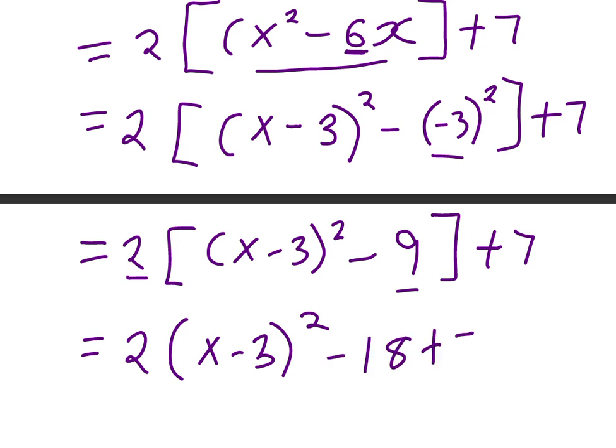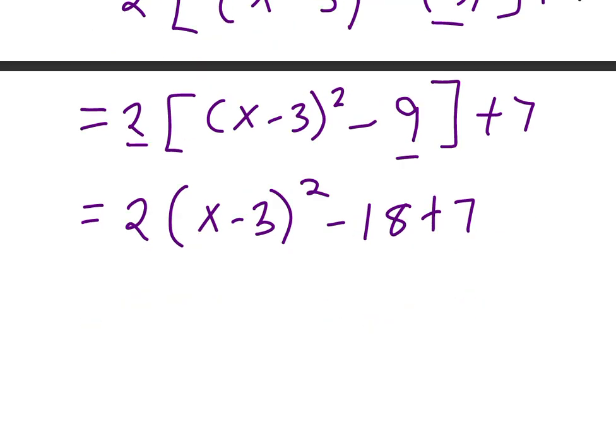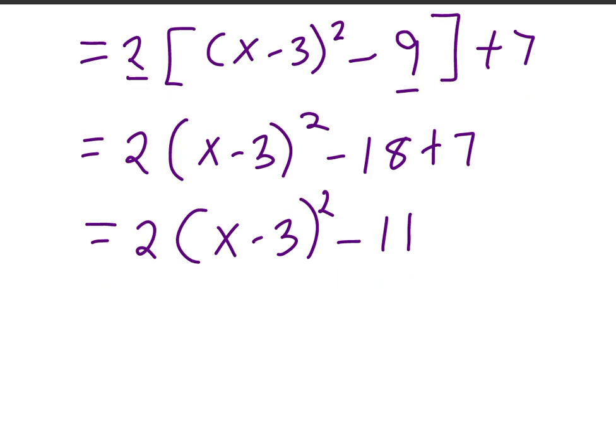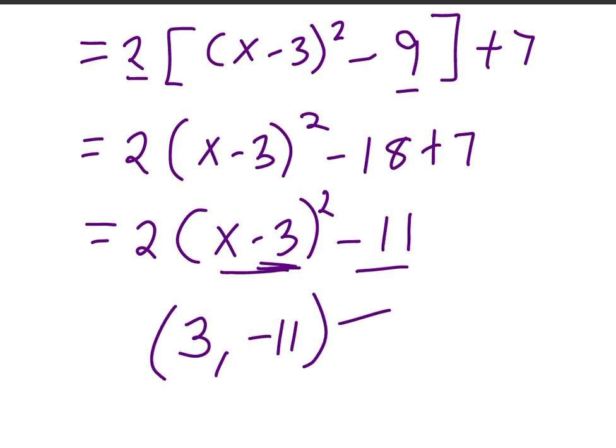Then now we can add our 7. So now we have 2 into bracket x minus 3 squared minus 18 plus 7 is negative 11. And then this one is in that format of the completing square. So from there, our turning point, we said if this one is a negative, make it a positive. So it's going to be 3, and our y value is negative 11. So this is our turning point.